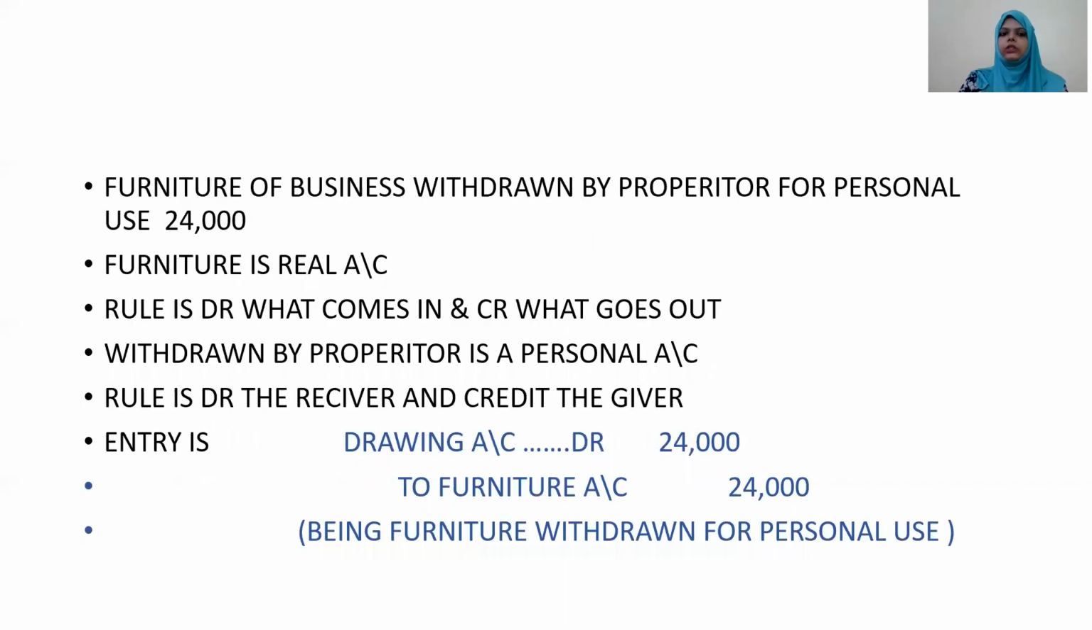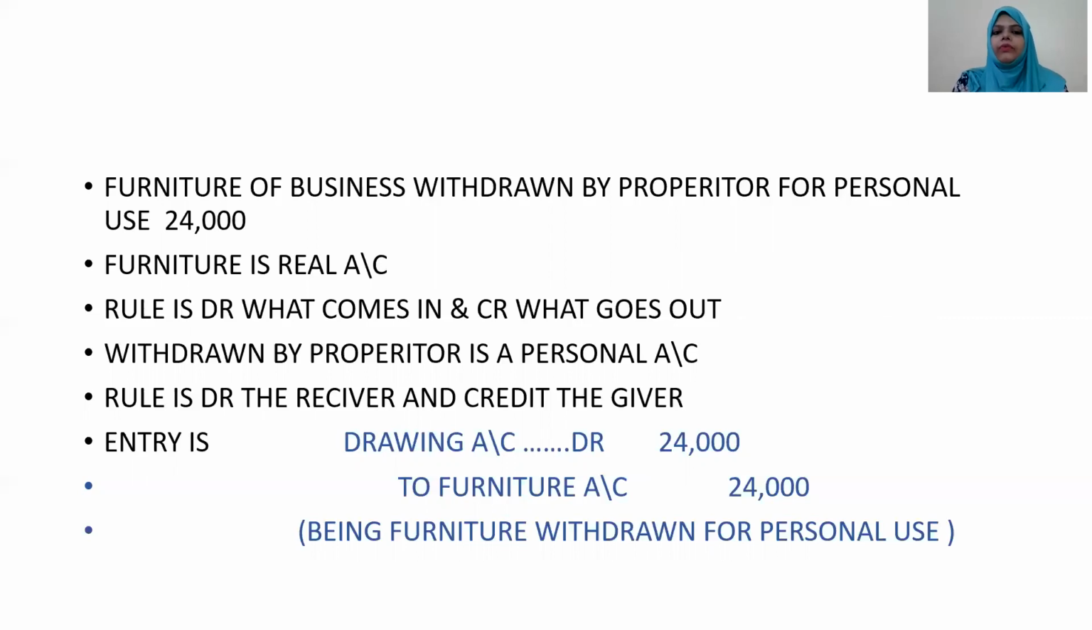Moving to the next transaction. Furniture of the business withdrawn by the proprietor for personal use, 24,000. Okay, so furniture, we learned in the drawings part, any cash or anything. So furniture can also be withdrawn from the business.